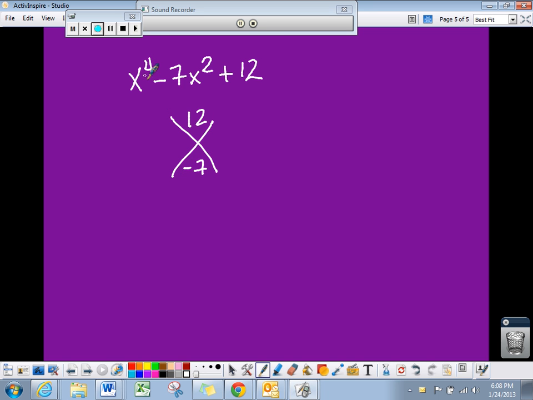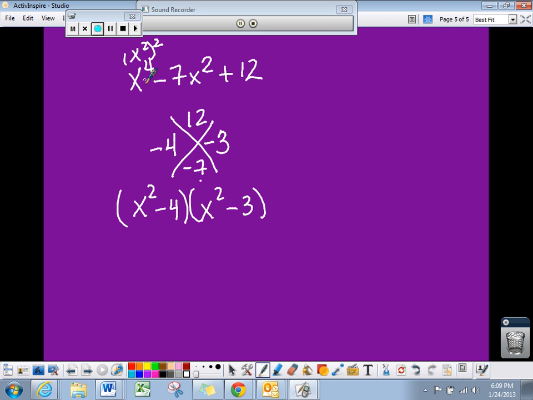Okay, so this is like saying x to the what? Second raised to the what? Second power. What factors of 12 would give us 7? Has to be 4 and what? 3. And the sign's got to be the same, because negative 4 times negative 3 is positive 12, and then negative 4 plus negative 3 is negative 7. So now we can write our terms out to be x squared, because this is the square, minus 4, then x squared minus 3.